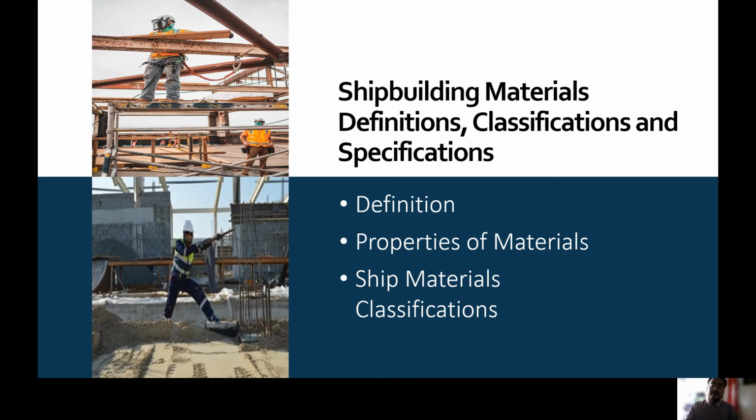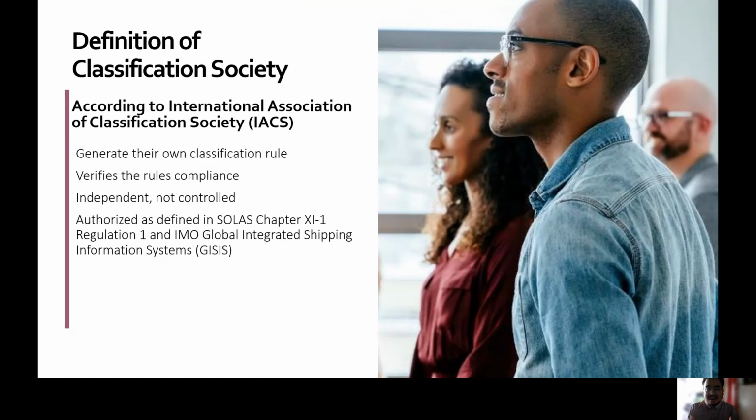in shipbuilding are. Alright, so first of all, what is the definition of classification society? According to the International Association of Classification Societies, also known as IACS, a classification society will generate their own classification rules according to their country. This classification society will also verify the rules of compliance for everyone involved in the maritime sector, including the ship operators, ship owners, and also the shipbuilders of the shipyard.